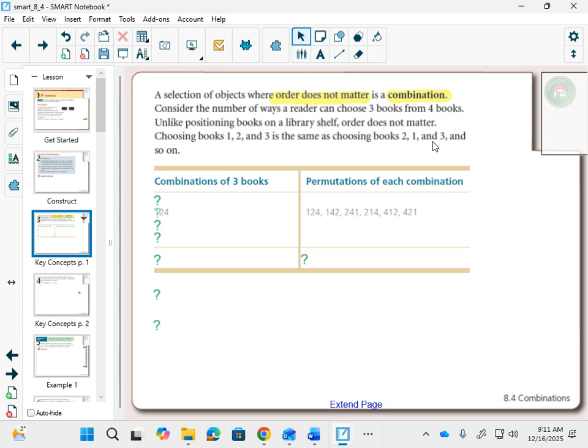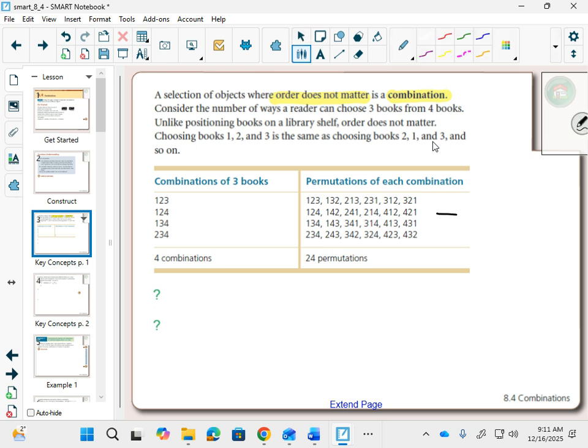So choosing 1, 2, and 3, those are all the combinations. If we do this all the way, with 4 items, choosing 3 of them, there's only 4 combinations. But in permutations, we had 24. In permutations, we could have done this as spaces, and got 24. In combinations, how do we do this now?